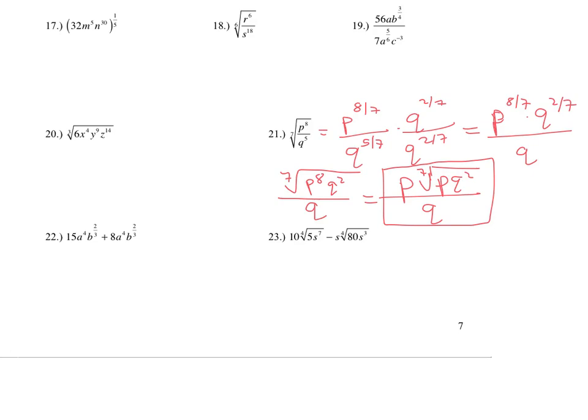Number 19 is a quotient. They just started you out with fractional exponents, and we've got some different things going on. Start by dividing your regular numbers. 56 divided by 7 gives us 8. And then we deal with the a's. This is an a without an exponent, meaning it's a to the first. A to the first divided by a to the 5/6. We have to subtract our exponents. So 1 minus 5/6. Well, 1 would be 6/6. Take away 5/6, leaves you with 1/6.